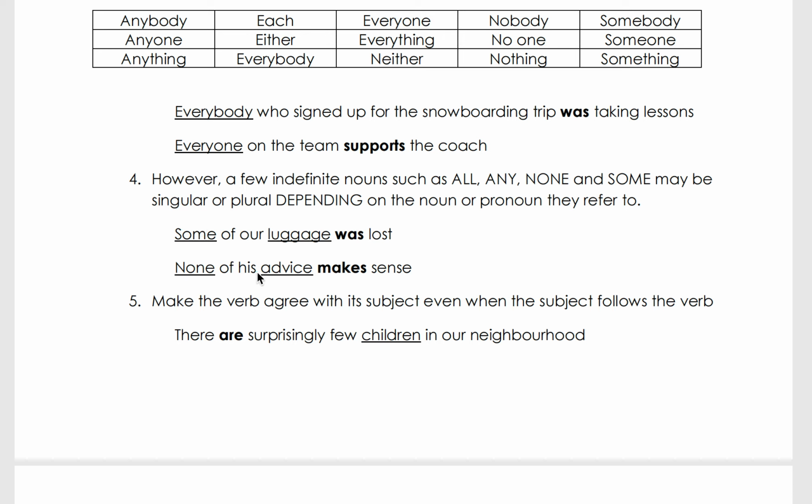Or for a noun, of his advice. So look at here, advice is singular, then the verb is also singular. In case the advice here is plural, then you need to have a plural verb without s here.